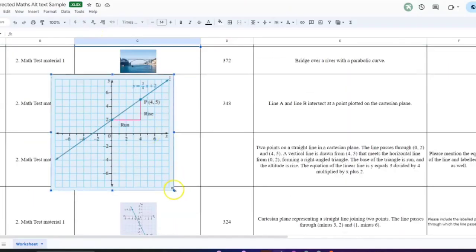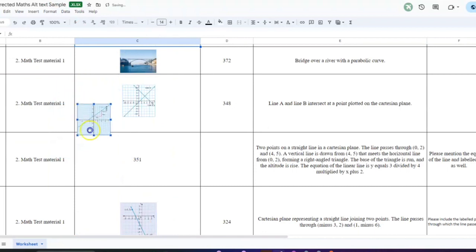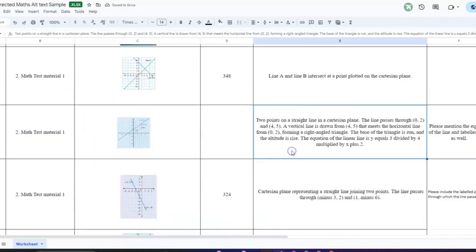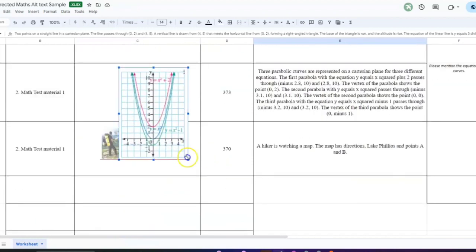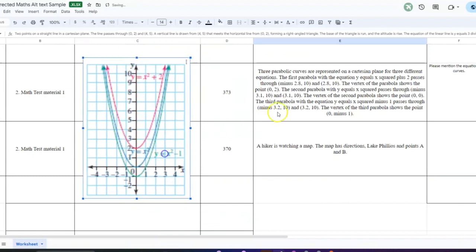One more thing, always start your alt text with the overall information. First of all, give the overall, basic information. So here you can check. This one is a very complicated graph, so you can check the 3 parabolic curves are represented in the Cartesian plane. Okay, and the mistake here, the minus, has already been corrected.